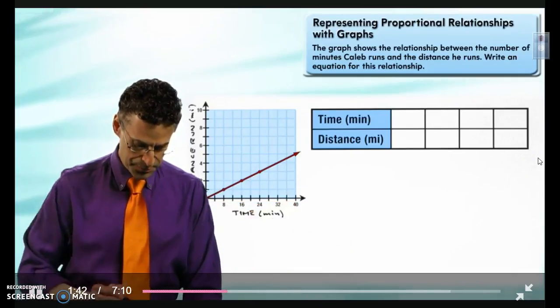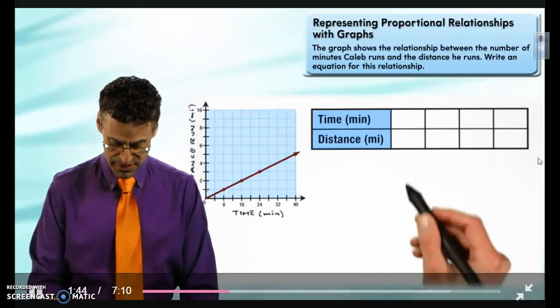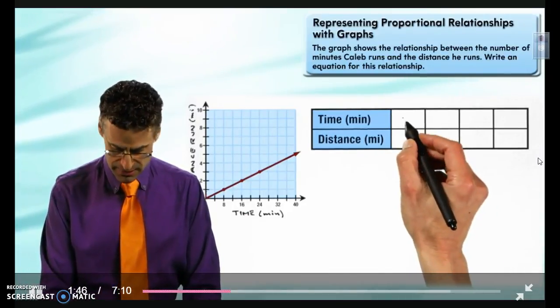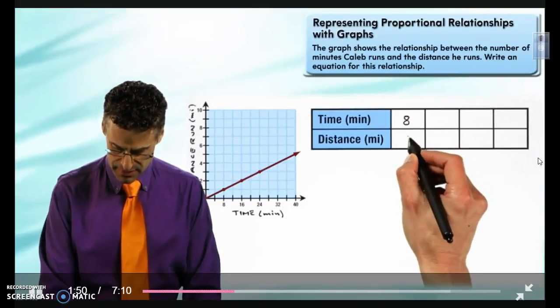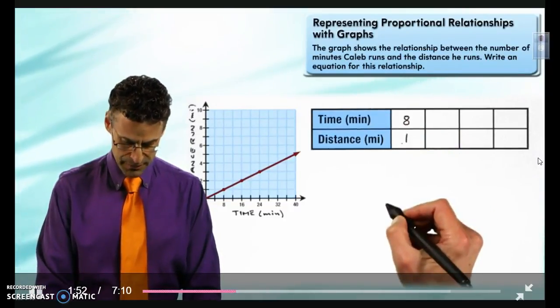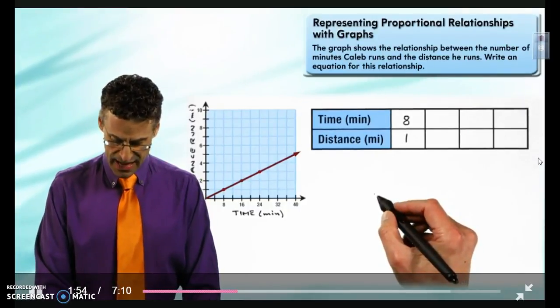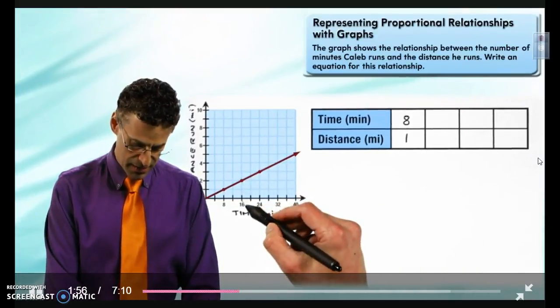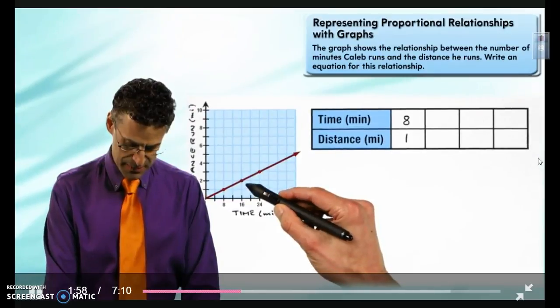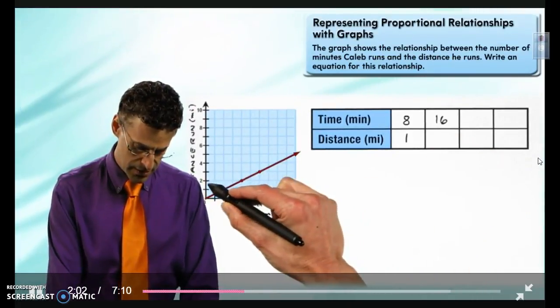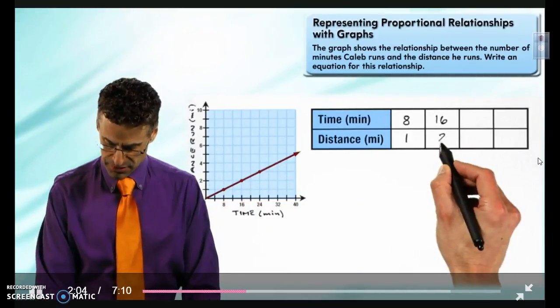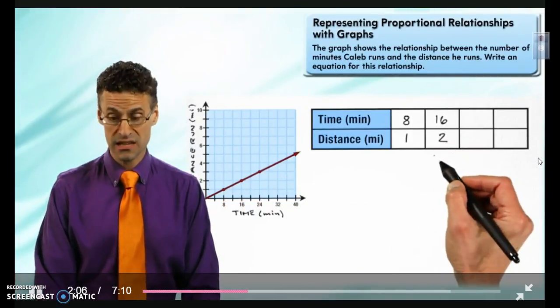So at 8 minutes, he's run 1 mile. That's pretty good, actually. Now, let's take a look at this dot right here. That means when the time is 16 minutes, he's run 2 miles. So I'm going to mark 2 down for the corresponding distance that he traveled.